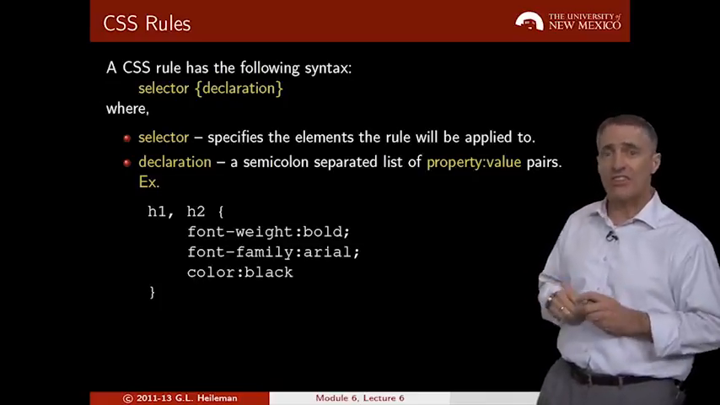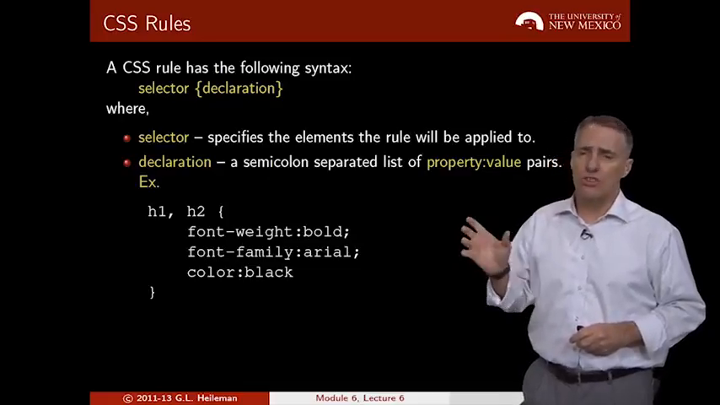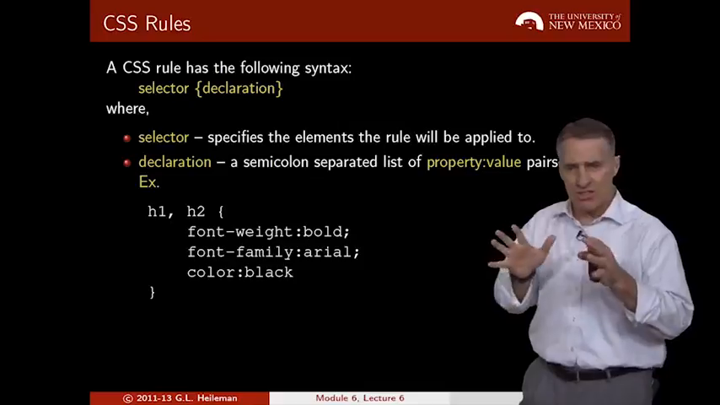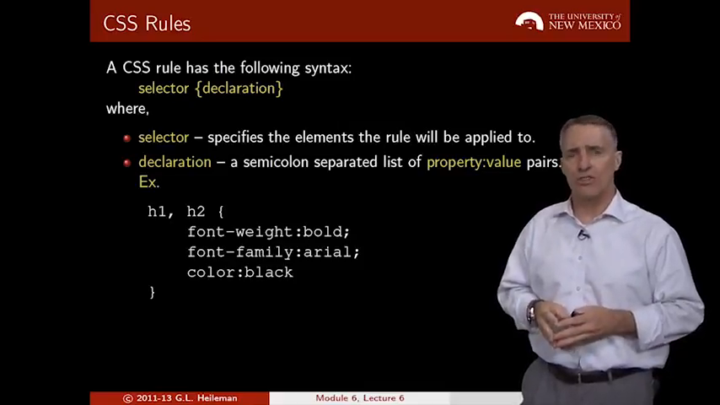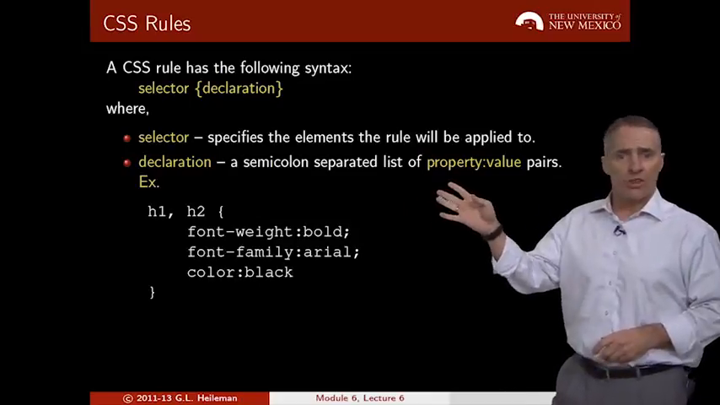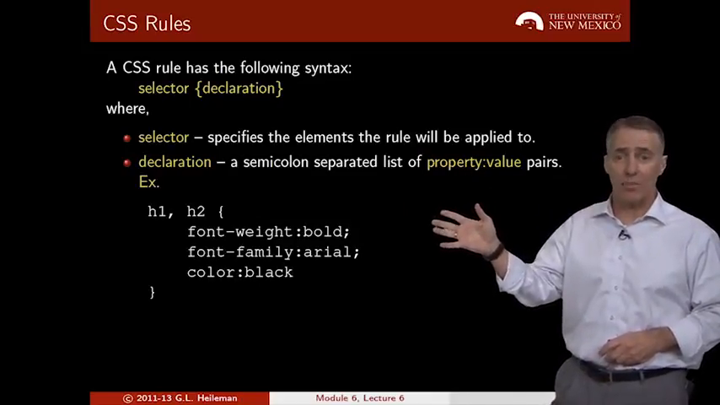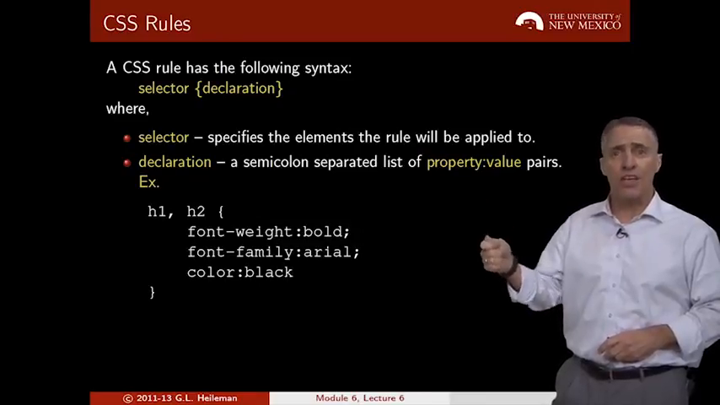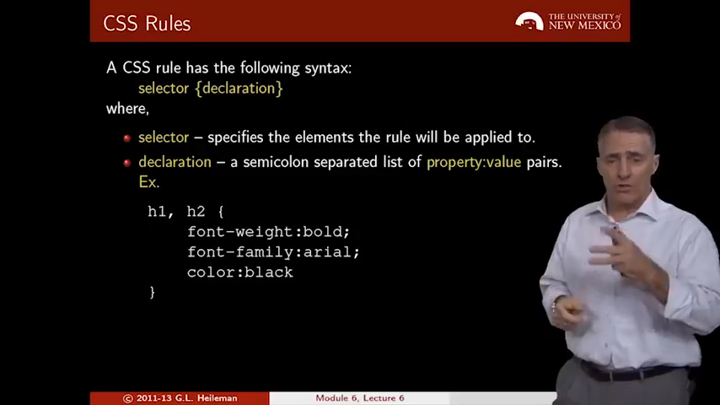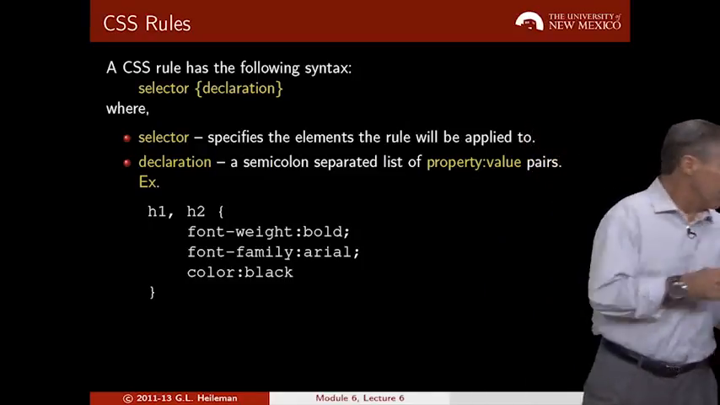In this example, the selector are H1 and H2. So all level 1 headings and level 2 headings in the document are going to be styled by these rules. And you'll see the open curly brace and then 3 declarations. The first sets the font weight as bold. The second sets the font family as Arial. And the third sets the font color black. And so there's 3 declarations here, and notice that they're separated by semicolons.